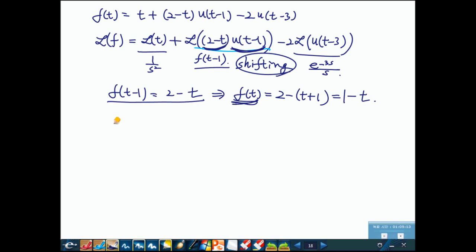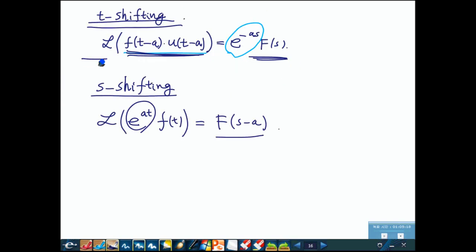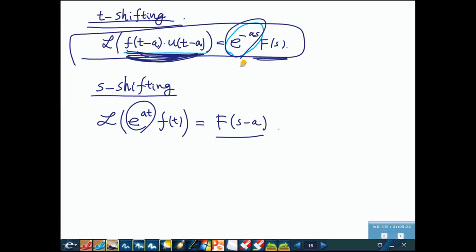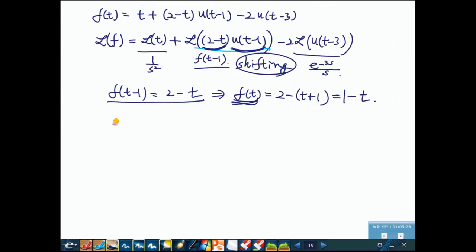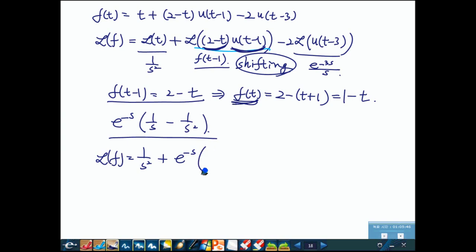Okay? So from this t shifting, right? If you have this formal shifting expression, that means e to the minus as times F of s, right? So we are applying that theorem. So that's e to the minus s, because it's minus 1, times 1 over s minus 1 over s squared. That's the second term. Okay? So the whole thing is 1 over s squared plus e to the minus s times (1 over s minus 1 over s squared) minus 2 times e to the minus 3s over s.